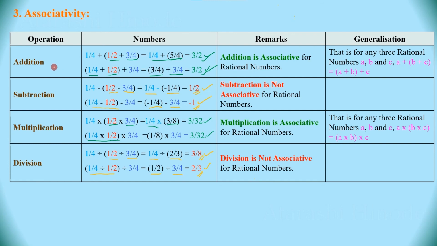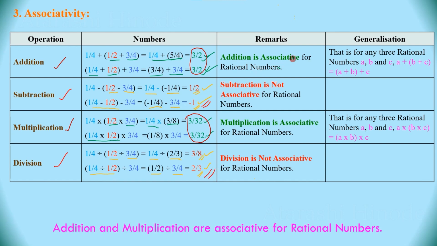So in the case of addition and multiplication of rational numbers, even if the grouping is changed, it does not change the results. But in the case of subtraction and division, when grouping is changed, we get different answers. So addition and multiplication are associative for rational numbers, while subtraction and division are not associative.